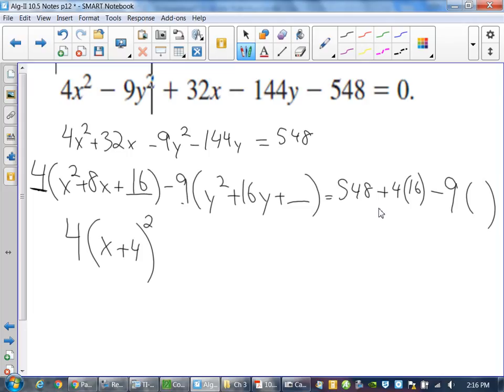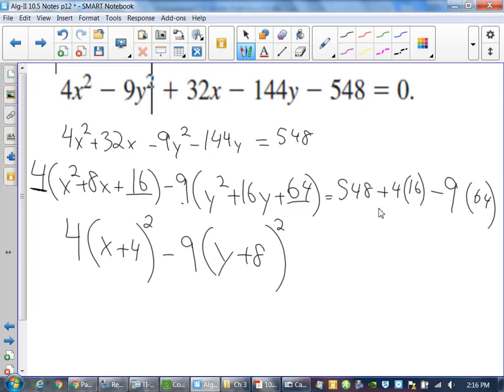Okay? I'll do that again with the 9. When I do the next part with the 9, I rewrite with the negative 9 there. It's y, well, what's half of a positive 16? 8. So it's y plus 8. When I square a positive 8, what do you get? 64. So the 64 goes here and here.